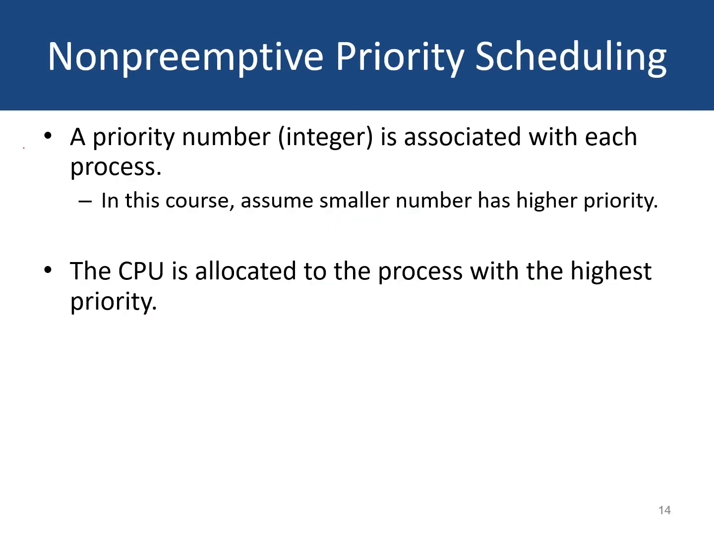Next is the non-preemptive priority scheduling algorithm. In this algorithm, a priority number, which is essentially an integer, is associated with each process. The integer represents the priority of the process. Anytime the CPU is available, it is allocated to the process that has the highest priority among all the processes in the ready queue. If multiple processes have the same priority, then FCFS, the first come first served algorithm, is used to break the tie.